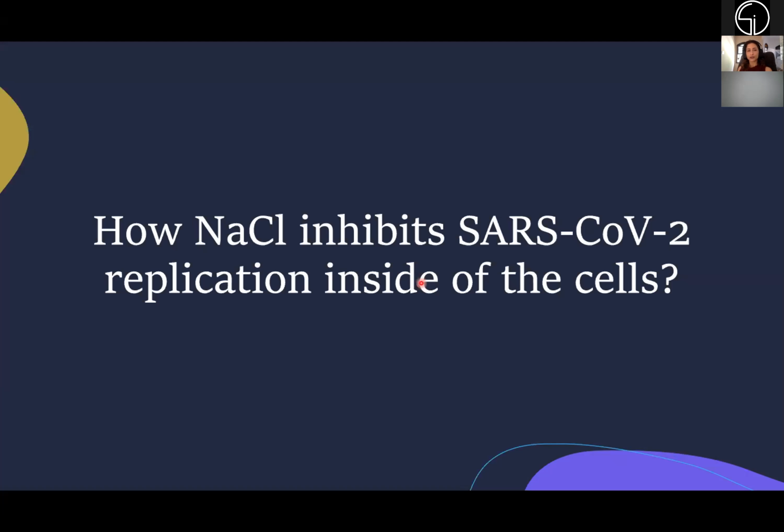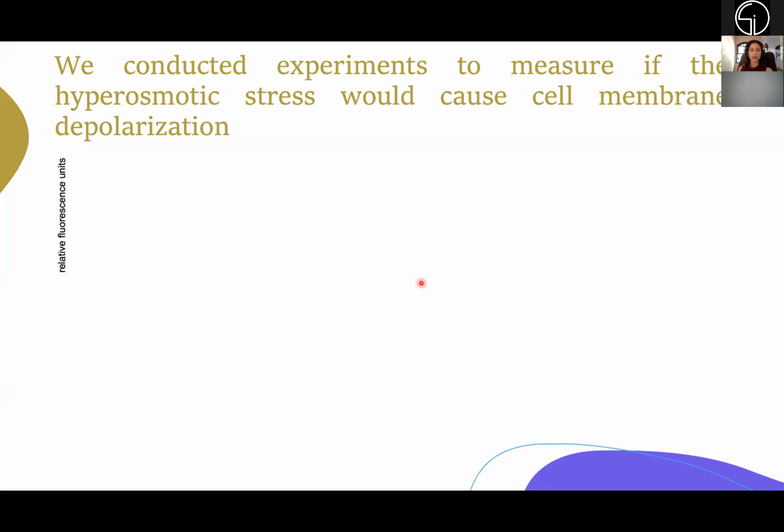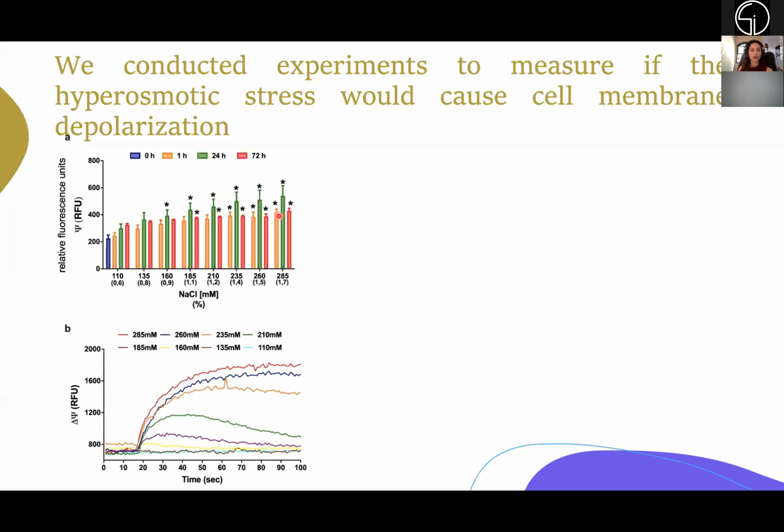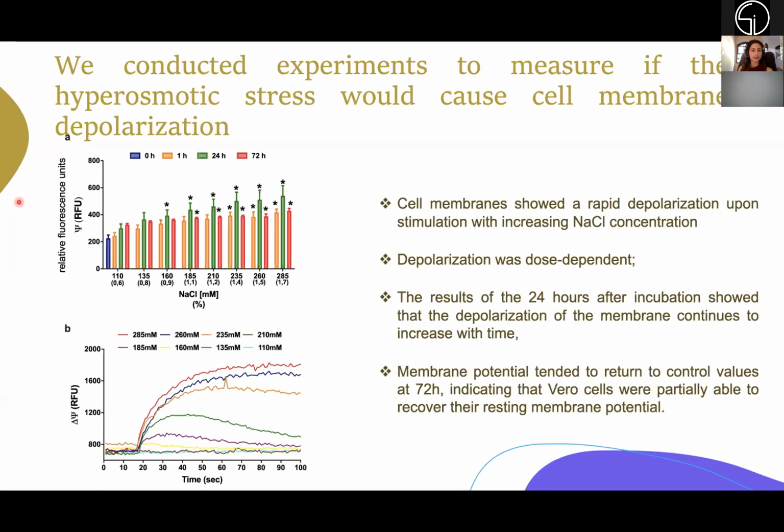But another question is, as our hypothesis was wrong, we performed some assays to understand how the salt inhibits SARS-CoV-2 replication inside of cells. So we conducted experiments to measure if hypertonic conditions would cause cell membrane depolarization. What we observe here is the depolarization of the cytoplasmic membrane.